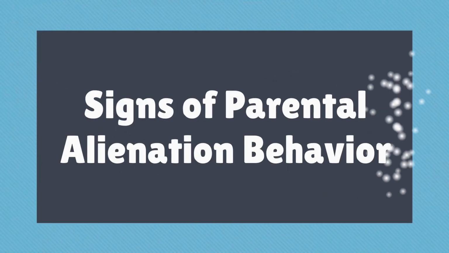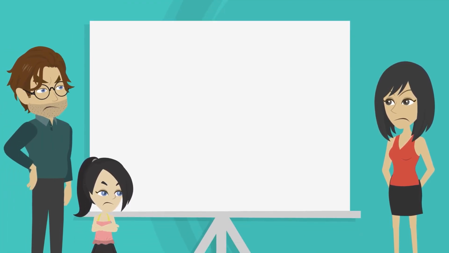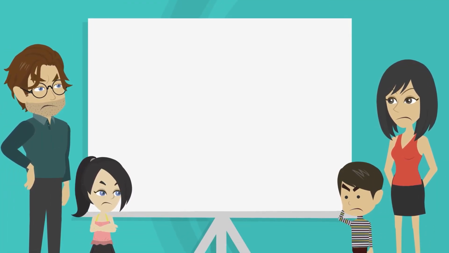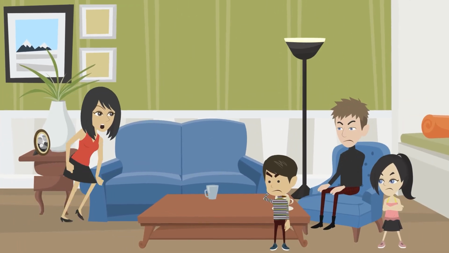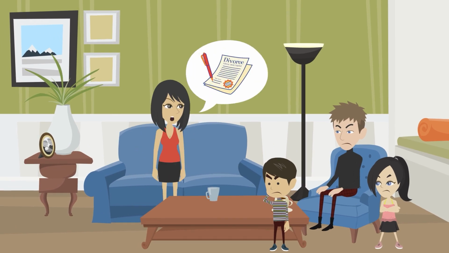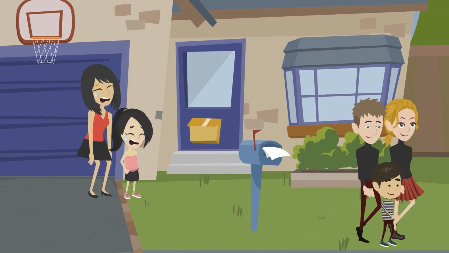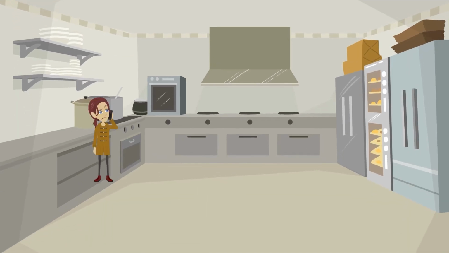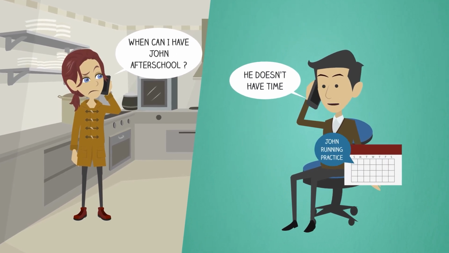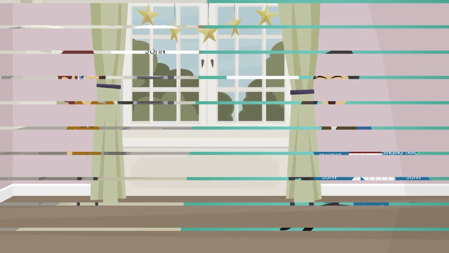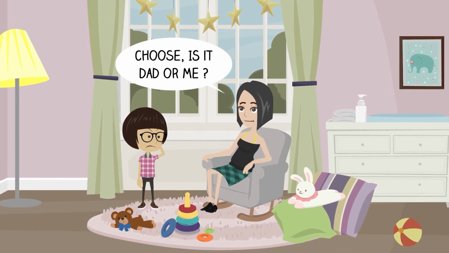Signs of parental alienation behavior. The targeted parent should be aware of parental alienating behavior by the alienating parent. Here are 10 warning signs. 1. The alienating parent blames the other parent for the divorce, financial problems, splitting up the family, or having a new significant partner. 2. The alienating parent overschedules the child with activities to frustrate the other parent's visitation time. 3. The alienating parent asks the child to choose one parent over the other.